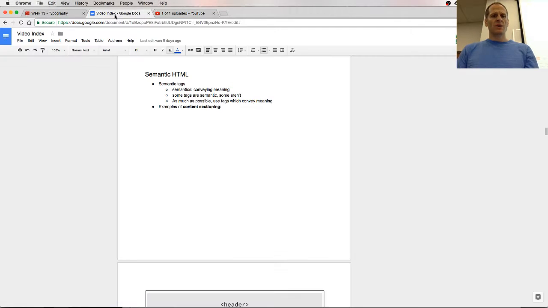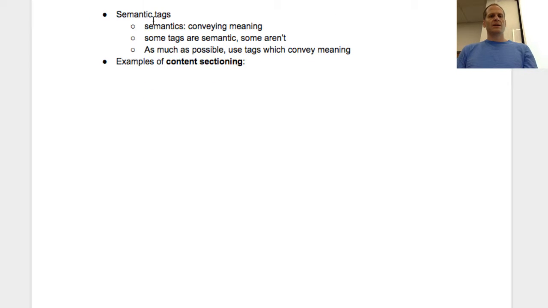All right, so we're learning about Semantic HTML. Conveying meaning, semantic. Some tags are semantic, some aren't. Give me an example of a tag that's not semantic. P? Well, it tells me it's a paragraph. That's pretty good, so I like that. That's semantic. Give me another tag which is classically identified as not being semantic. Div, right? It's just a div. Who knows what's in it? It's just a container.